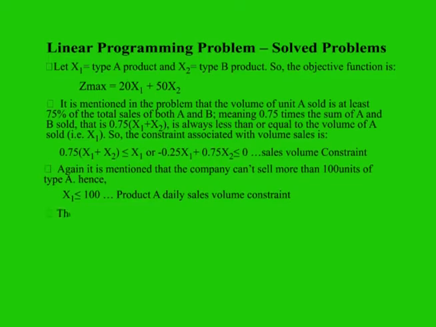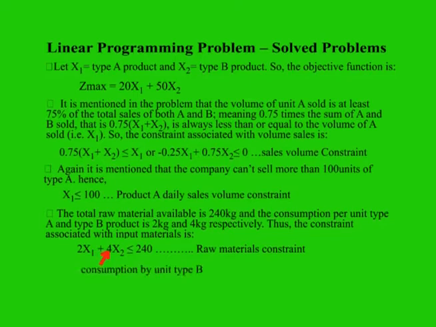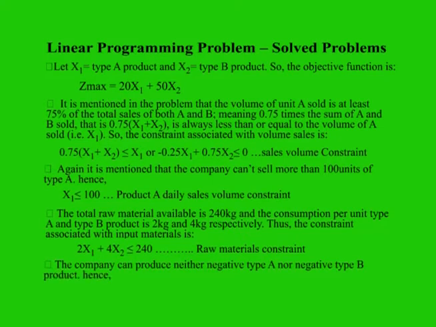The total raw material available is 240 kg and the consumption per unit of type A and type B product is 2 kg and 4 kg respectively. Thus the constraint associated with input material is 2x1 + 4x2 ≤ 240. 2, the coefficient of x1, is the consumption by unit type A, and 4, the coefficient of x2, is the consumption by unit type B, and 240 is the total raw material available. The company can produce neither negative type A nor negative type B product, hence both x1 and x2 are non-negative, that is x1 ≥ 0 and x2 ≥ 0.